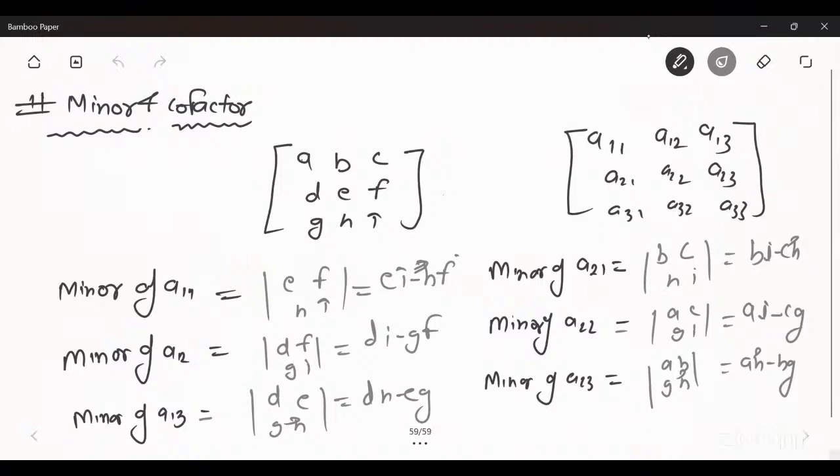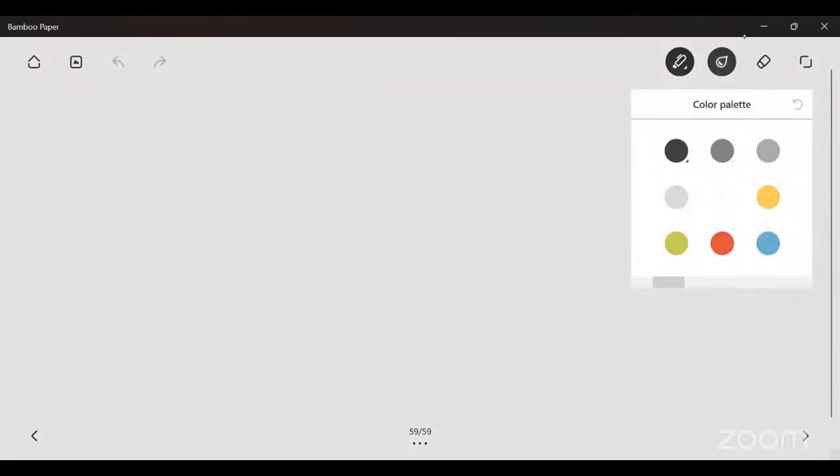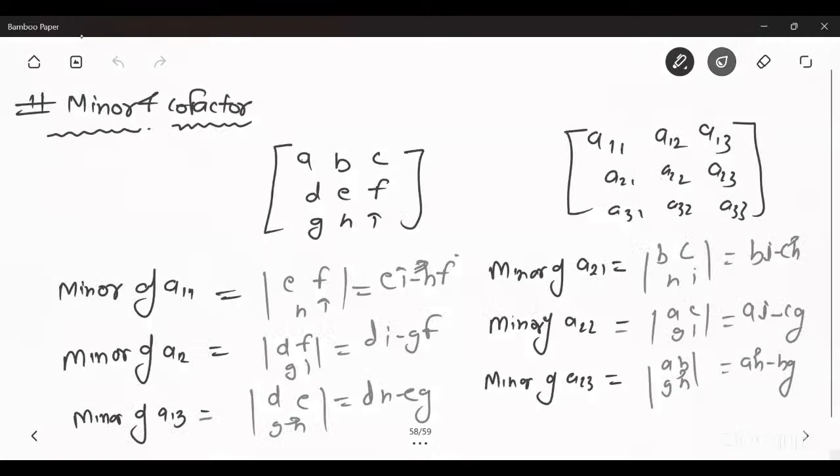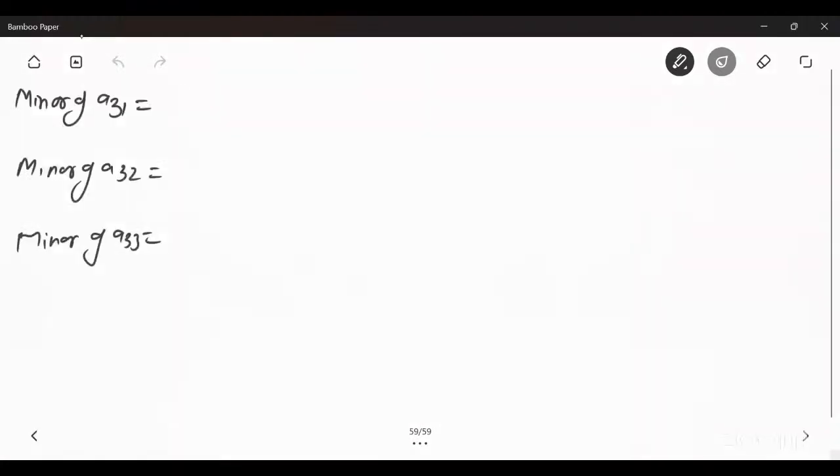Now the minor of A31, and the last ones are the minors of A32 and A33. The minor of A31: you have to skip the third row and first column. So you will get the values B, C, E, F. So you will get BF minus CE.